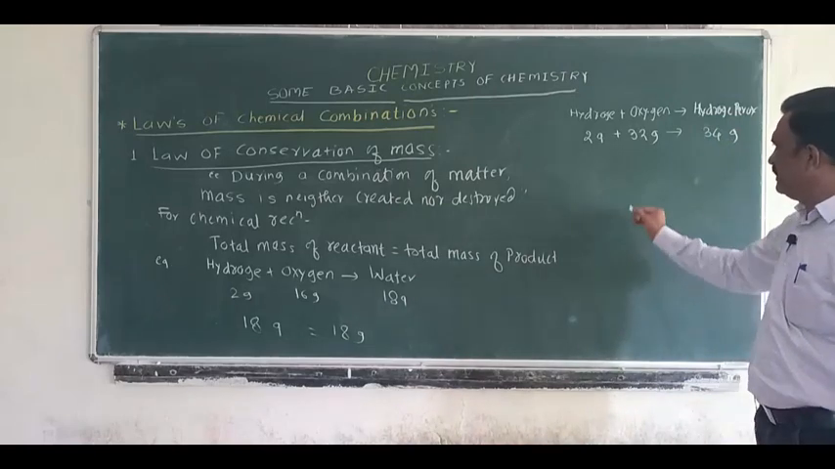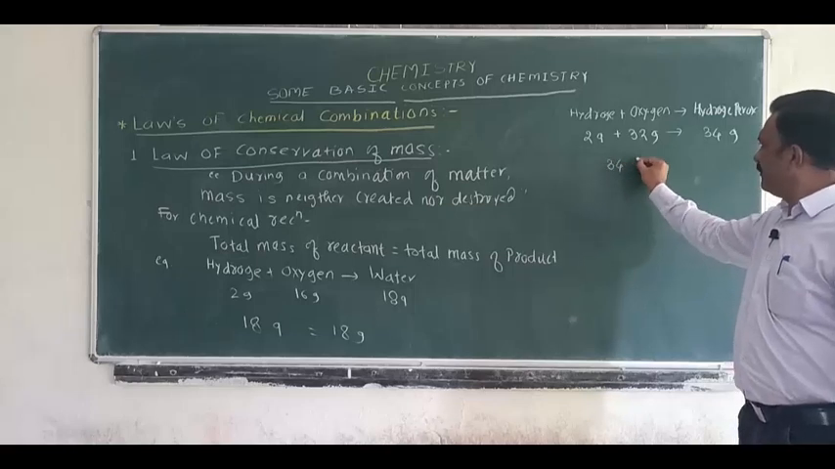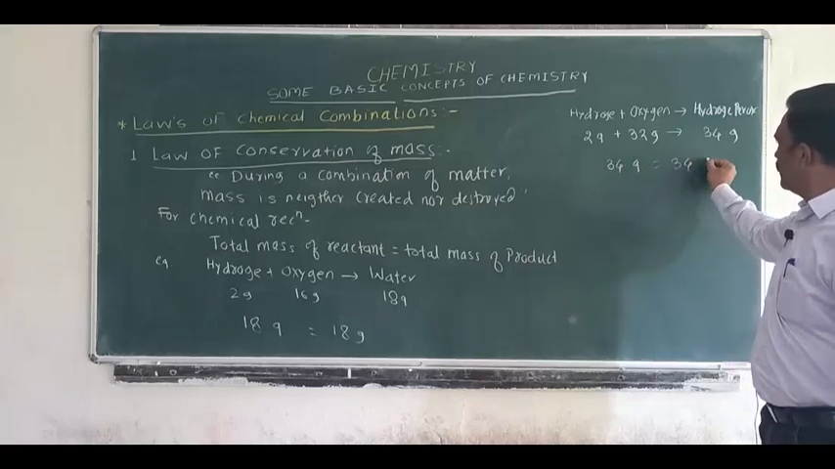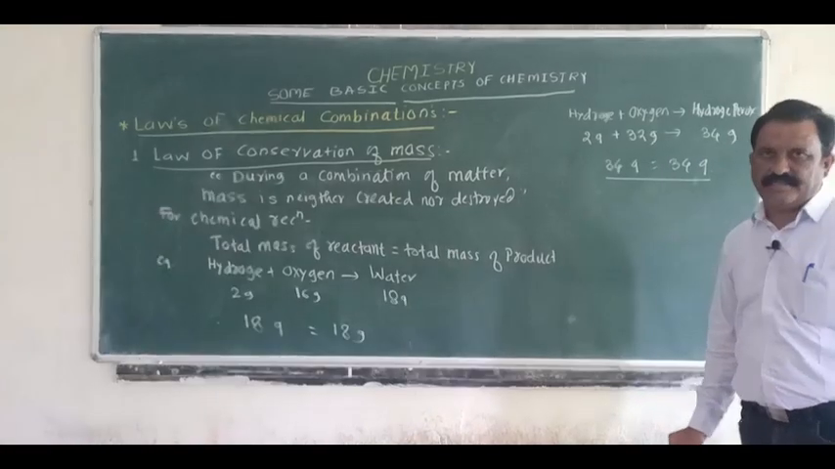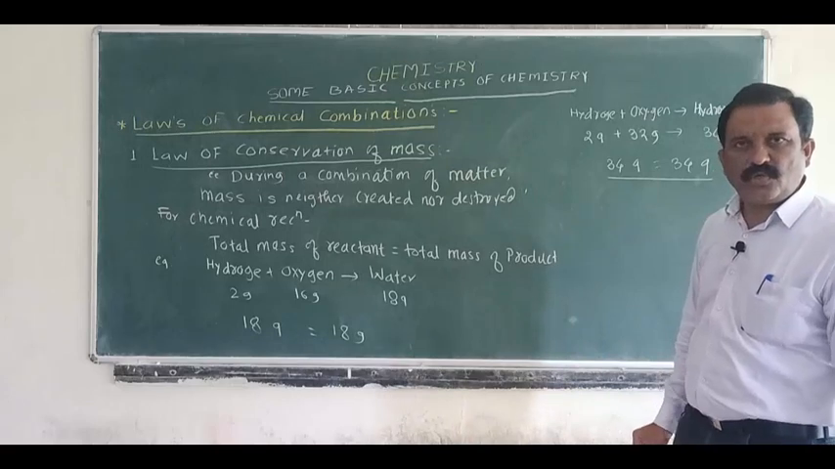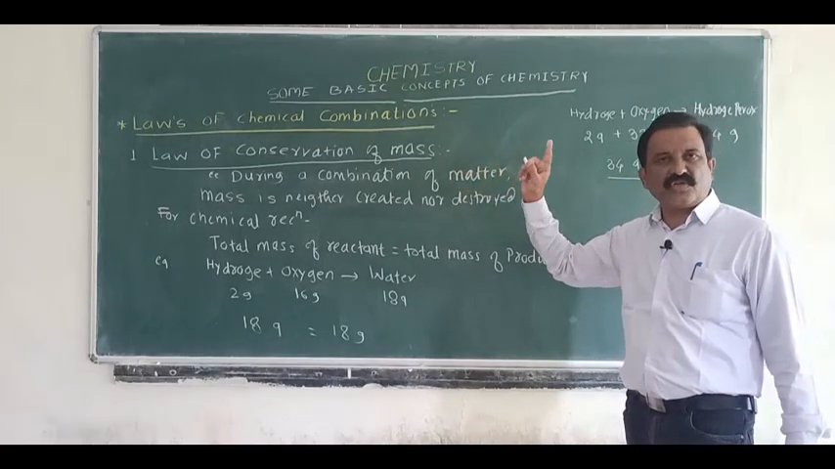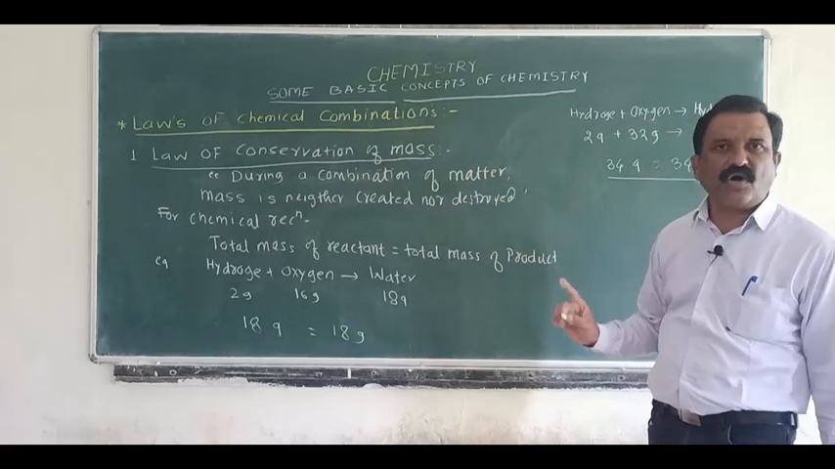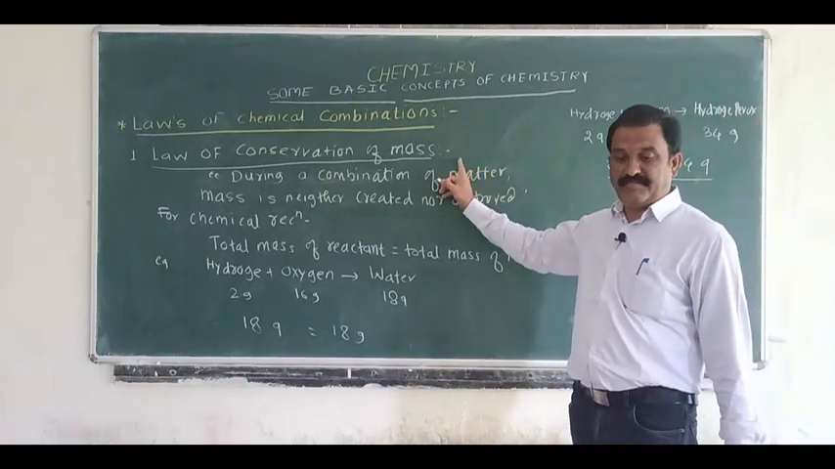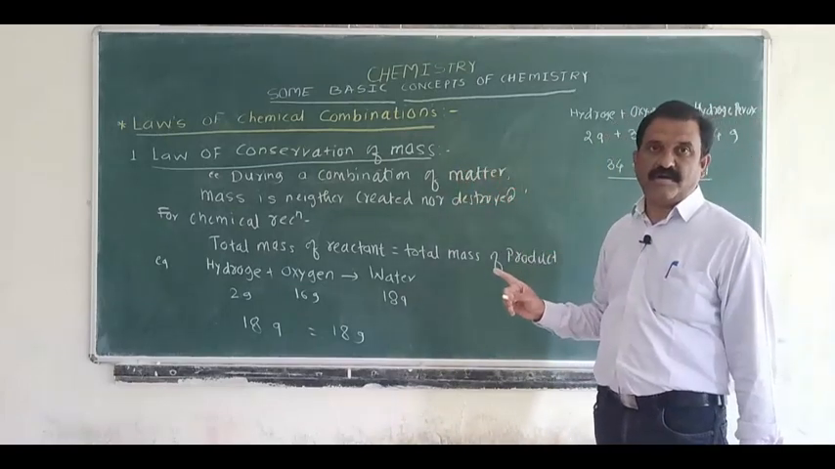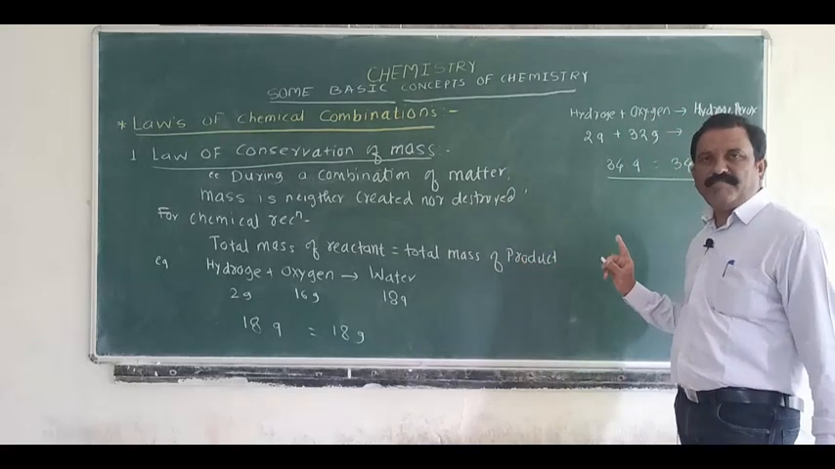grams. And hence, 34 grams is equal to 34. This second example also gives the proof for the first law, that is the law of conservation of mass. It is a very simple but basic law for the combination of compounds or matter.